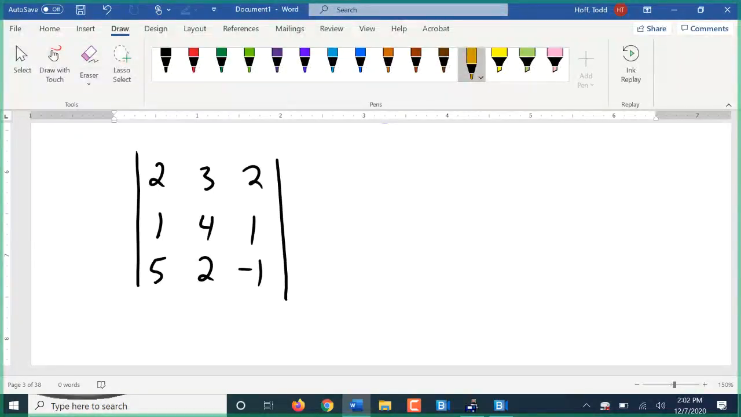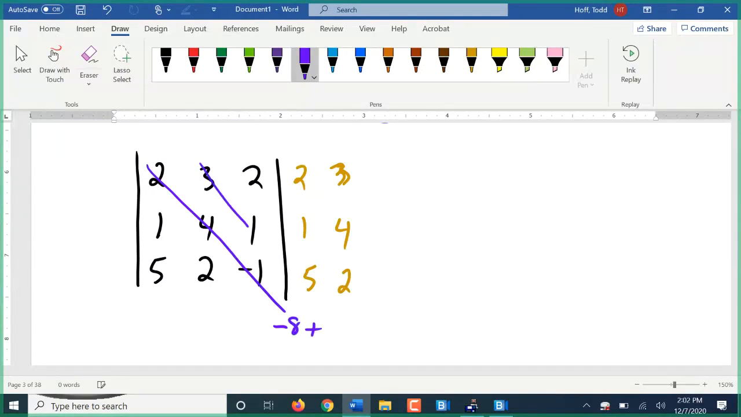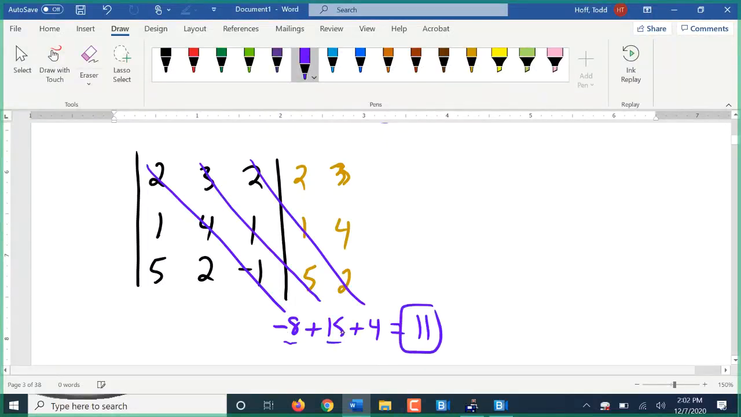So we'll recopy our first two columns. So we've got 2, 1, 5, 3, 4, and 2. Doing my down diagonal products, I have 2 times 4 times negative 1. That's negative 8. 3 times 1 times 5, that's 15. 2 times 1 times 2 is 4. That adds together to make 11. Negative 8 plus 15 plus 4.